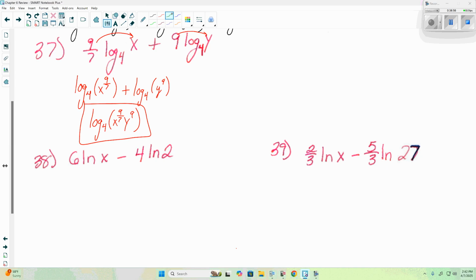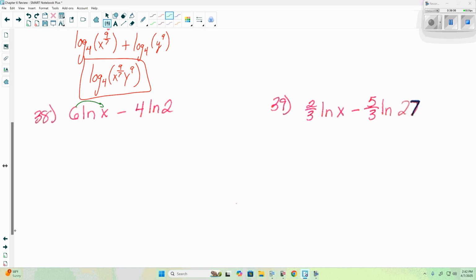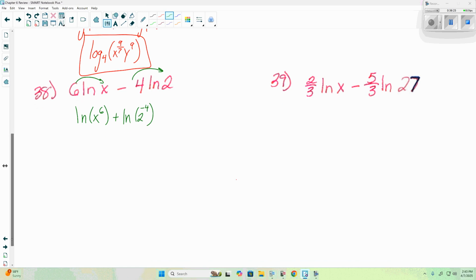Natural logs are the same as logs. So again, we'll take the 6 and move it up into the exponent, telling us that we have the natural log of x to the 6. We'll take the negative 4 and move it back up to the exponent, telling us that we have plus the natural log of 2 to the negative 4th. 2 logs being added, telling us that we have the natural log of 2 to the negative 4th, x to the 6th.